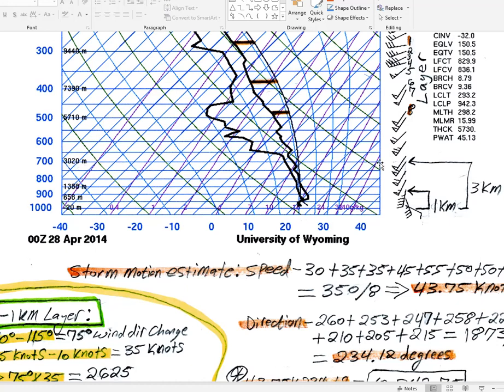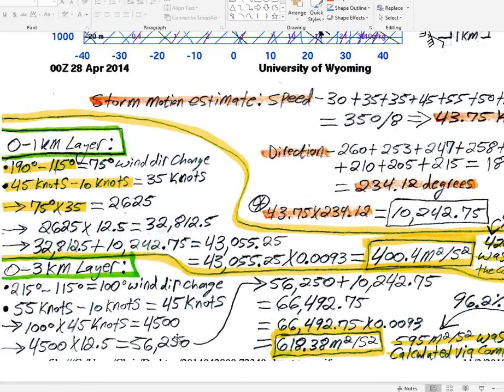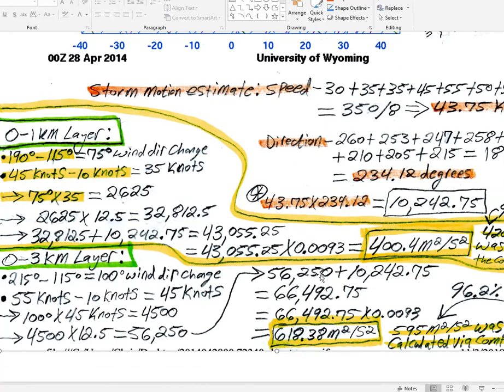All right, so we're going to take that wind measurement right there, this one right over my cursor, and then all the way down to the surface, and then do the same thing. Find the number of degrees in the wind change from the surface to the 3,000 meter line, speed change, and then your storm motion coefficient multiplied in there in this part once you find your 0 through 3 kilometer coefficient, which is this.